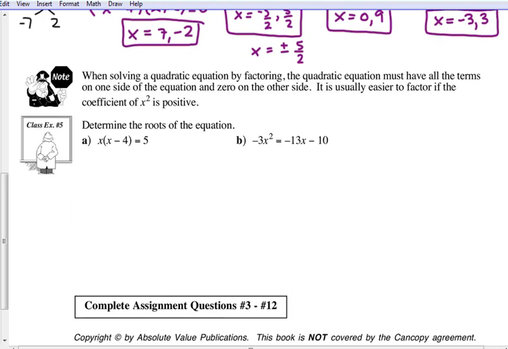Okay, when solving a quadratic equation by factoring, the quadratic equation must have all the terms on one side of the equation and 0 on the other side. It is usually easier to factor if the coefficient of x squared is positive. So a tip. So here we don't have 0, we have a 5. So the first thing we want to do is actually expand this. So let's expand this guy first.